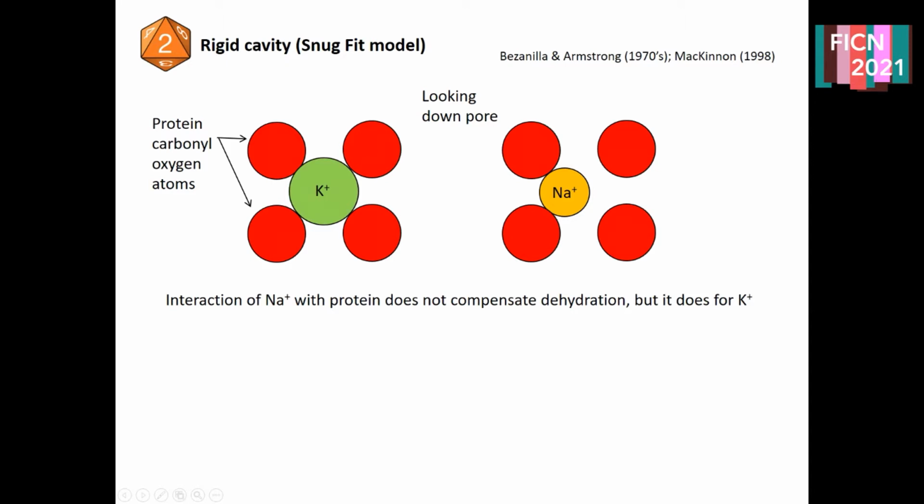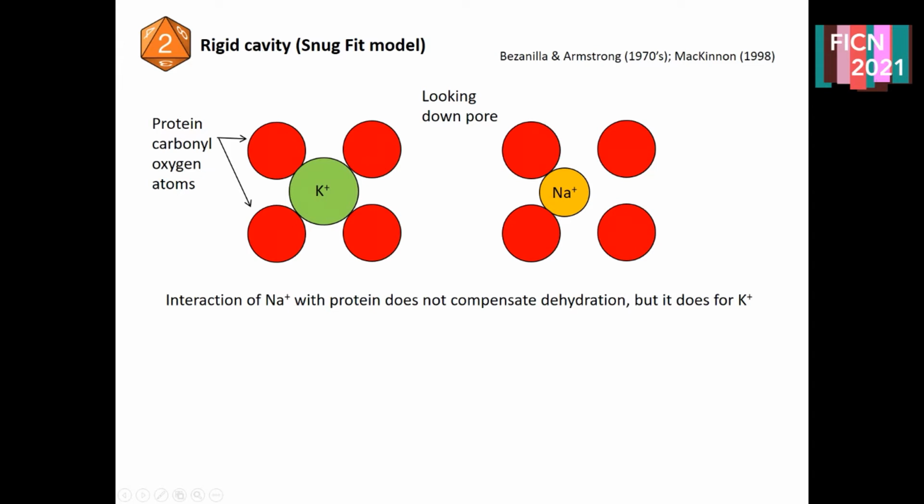And the idea here is to think of the protein or the pore as a fairly rigid entity. And so if we look down the pore, what we would find in the case of a potassium channel is that there are these rings of carbonyl oxygen atoms. And in the X-ray structures, you could see that potassium ions fit very neatly inside these rings. What that means is that the potassium ion is nicely coordinated to those carbonyl oxygens. And so the interaction here can compensate for the dehydration penalty of moving out of water.